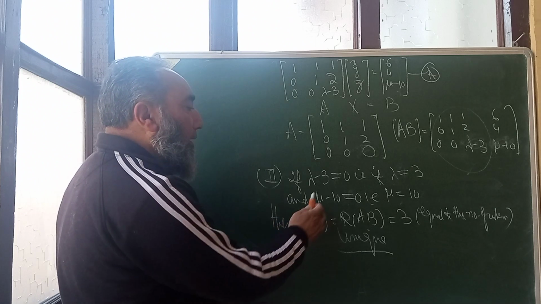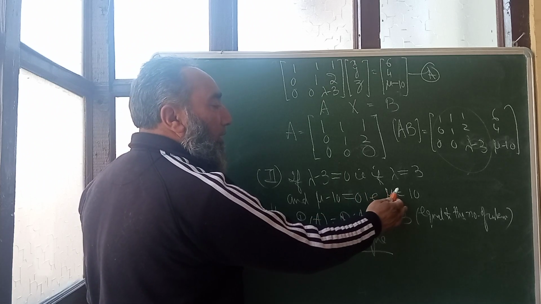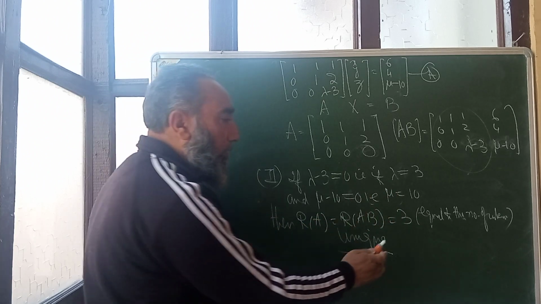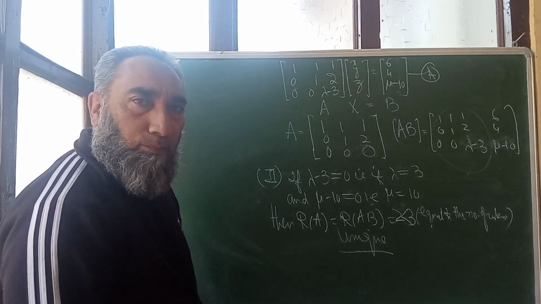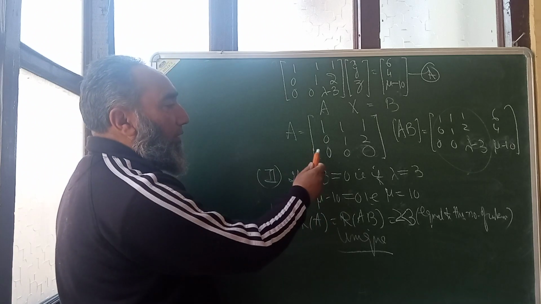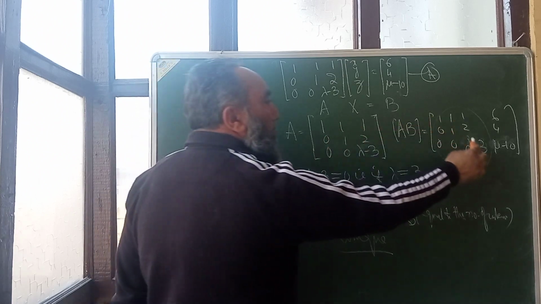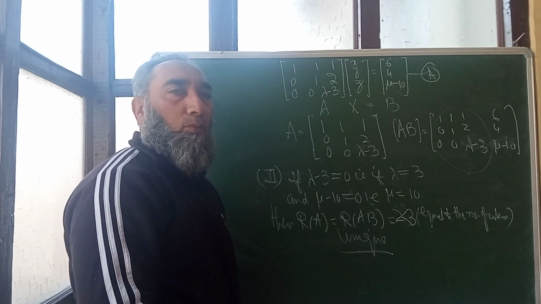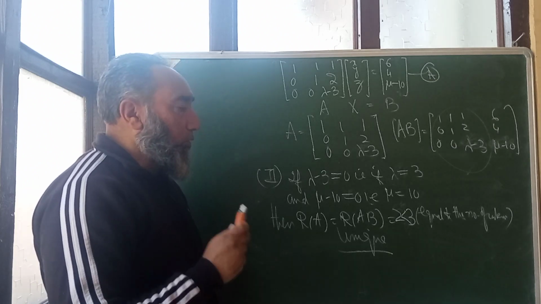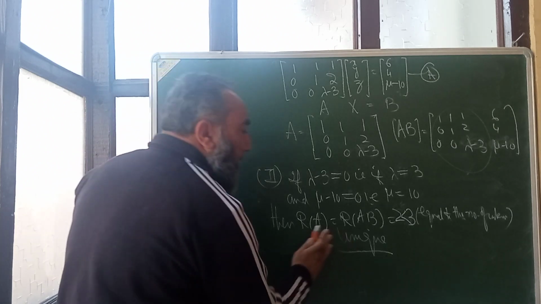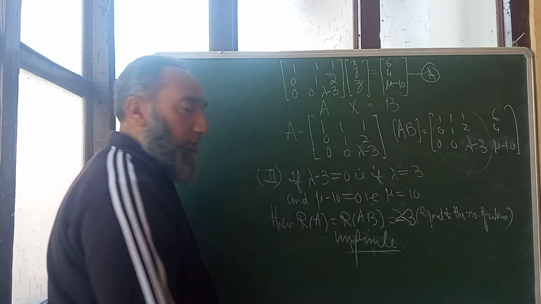But if it is not the case, then we have a problem that will be discussed in the next case. So if lambda minus 3 is 0, that is lambda is 3, and mu minus 10 is 0, that is mu is 10, then rank of A is equal to rank of AB is equal to 2, which is less than 3, the number of unknowns. Okay? Again see, if lambda minus 3 is 0, rank will be 2. If mu minus 10 is also 0, rank will be 2. So the system is consistent and will possess infinite solutions. Fine?